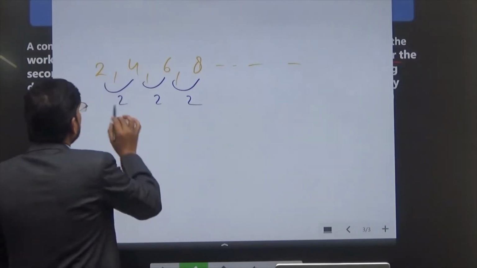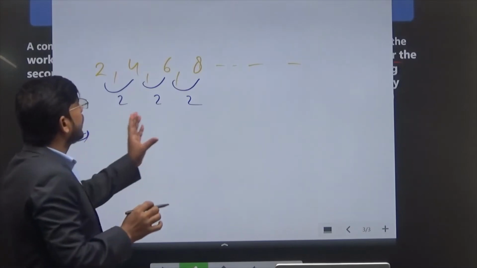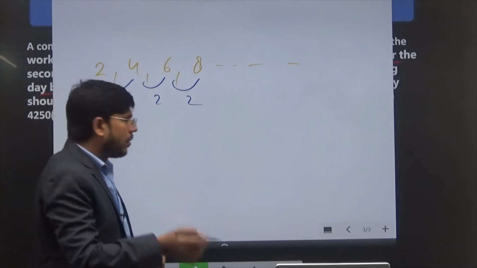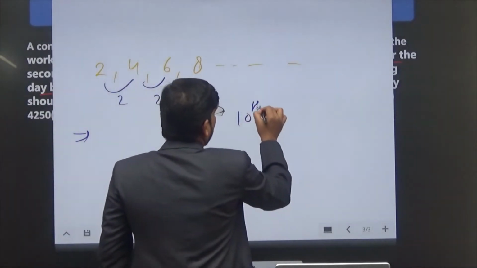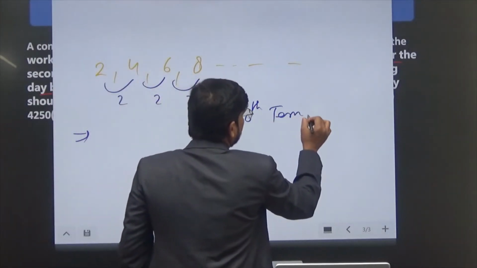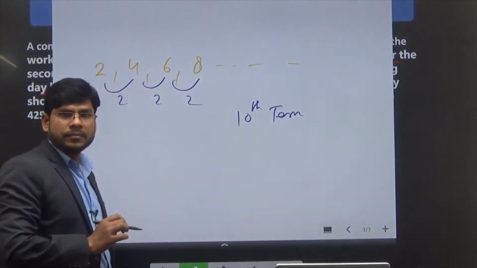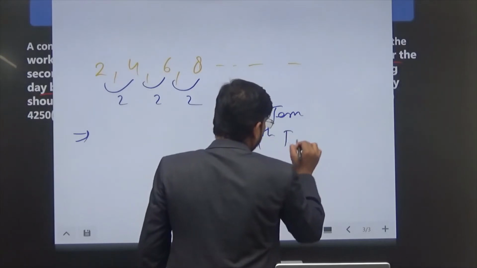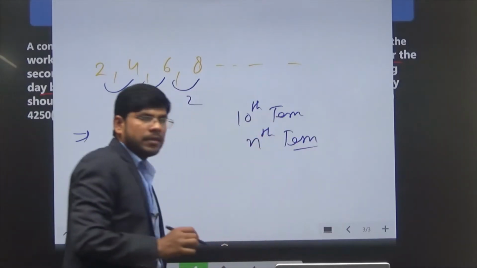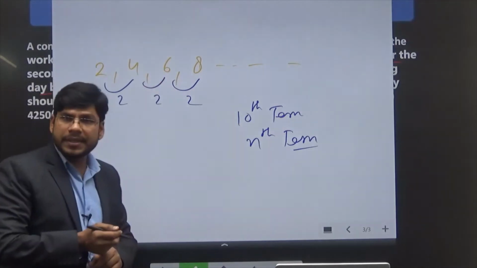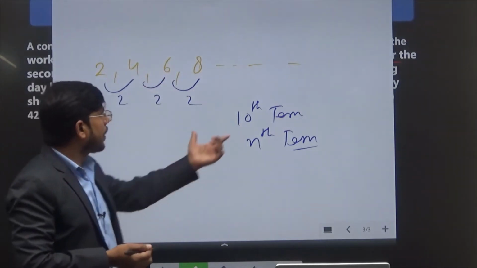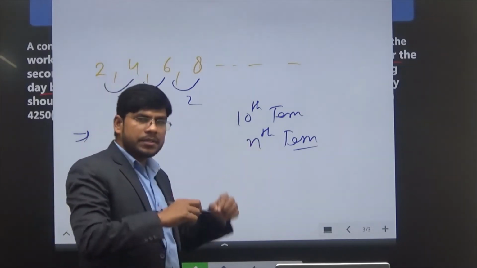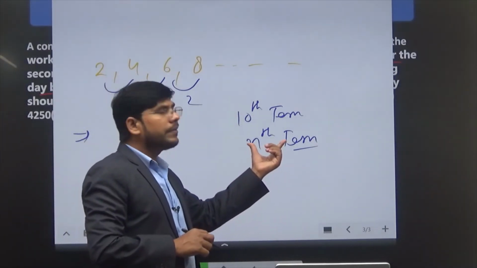Suppose only 4 terms are given, and you have to find out the 10th term. What will be the 10th term? You can say nth term. Then there are only 4 terms given here and you have to find out what will be the 10th term, 10वां पद क्या होगा. Then for that we must know what will be the nth term.